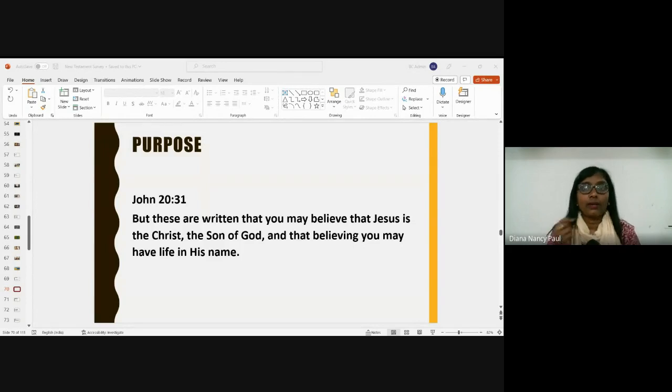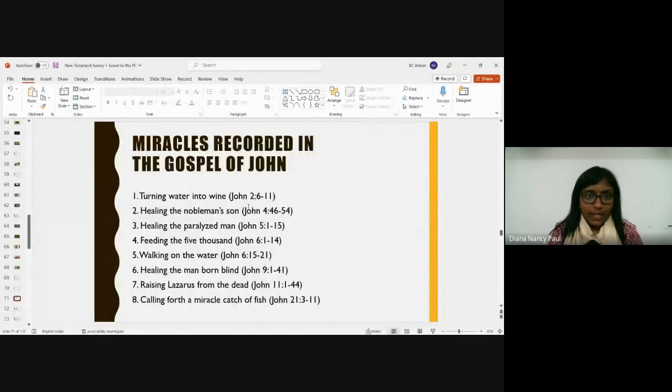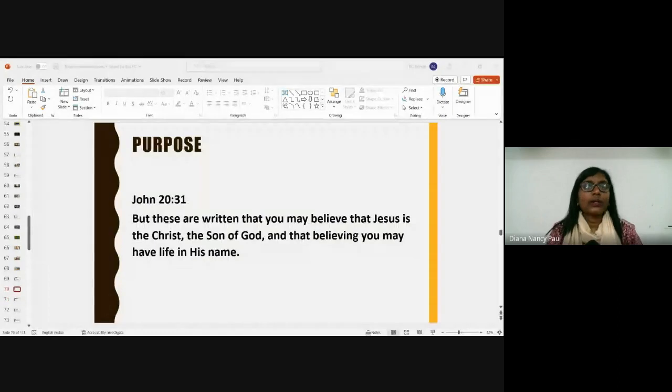Yes, you're right, Vijay. Thanks, Anand, for sharing that point. So as per this verse, this is the key verse, John 20:31, which says that you may believe that Jesus Christ is the Son of God. So the purpose of writing this book, there are two purposes.